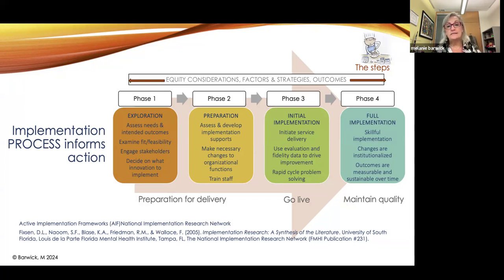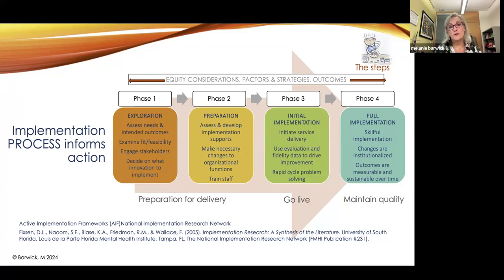You might need to train staff. You might need to make some organizational changes in these organizations. This is all the work of the people in your partner organizations, your sites, as we call them. And then they can launch the new service or the new innovation, track, monitor, evaluate fidelity for implementation. Is it actually being delivered the way it's supposed to be delivered? And also track the clinical outcomes that you want to track.